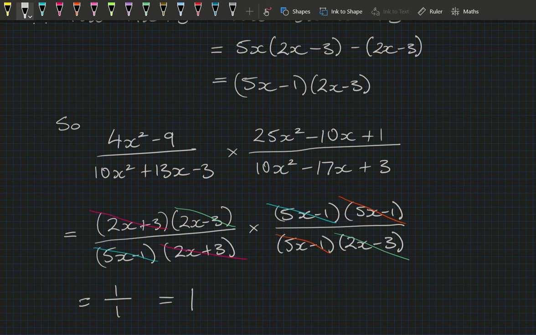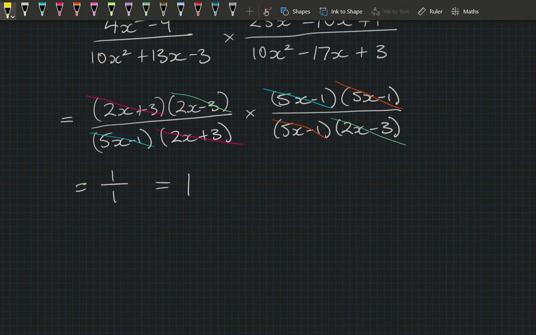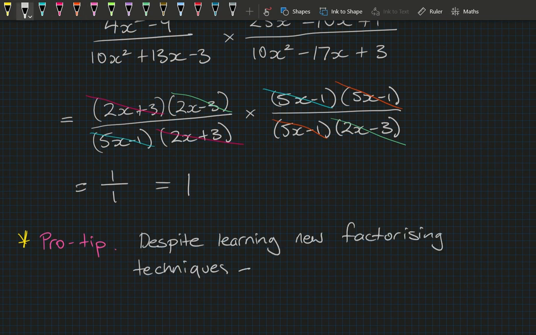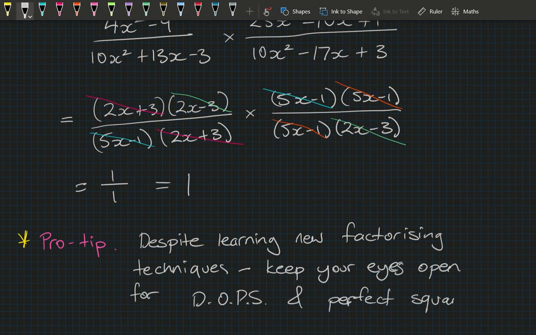So I know I went through that really quickly. Hopefully you're able to follow at this stage as well. But if you need to double check, by all means go back and try your own factorising for each one of those quadratics. Alright, it's time for another pro tip, and that is, despite learning all these cool new techniques, you really do have to still keep your eyes open for difference of perfect squares and perfect squares.